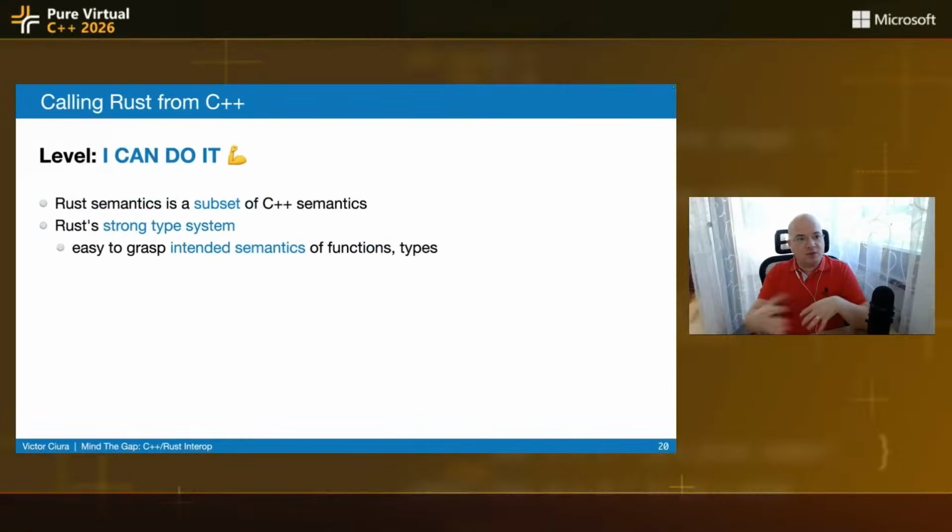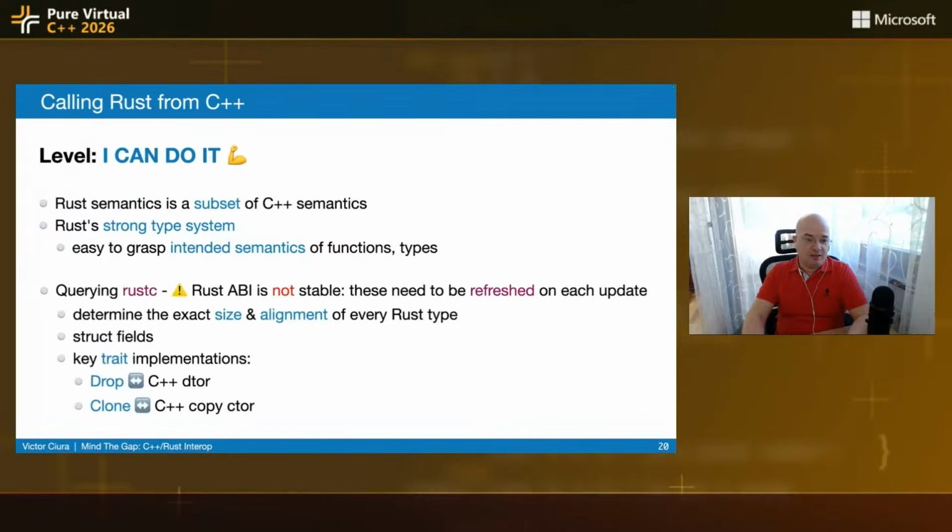So again, calling Rust from C++ is much easier. You can do it. Rust semantics are a subset. Rust's strong type system provides guarantees, making it easy to grasp the intended semantics of functions and types. The compiler can be queried for all the information that you need for this, to introspect everything, and derive the required traits and information on both sides. So this is definitely the happy path of the interop story.